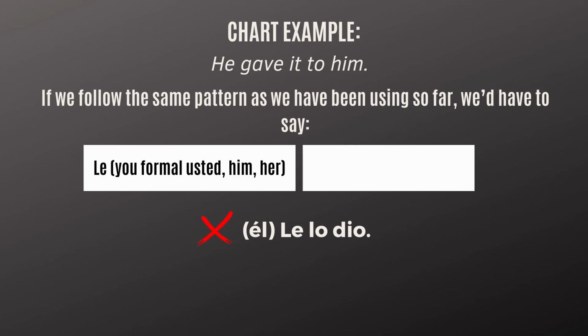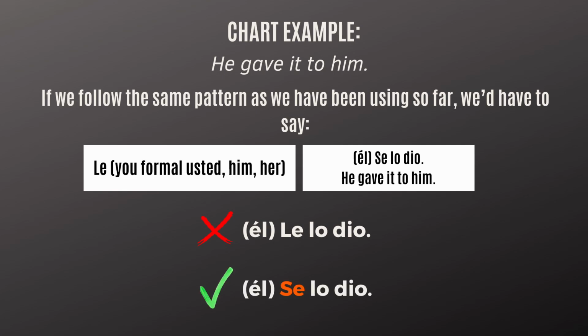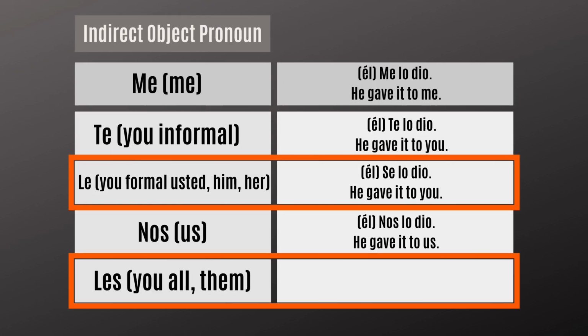We can't combine le or les with lo or la. Just think of it that these two L pronouns cannot be together in a sentence. So what do we do? This is where se comes in. We use se. So he gave it to him, se lo dio. You'll notice that se replaces le, and it can also replace les in a plural situation.